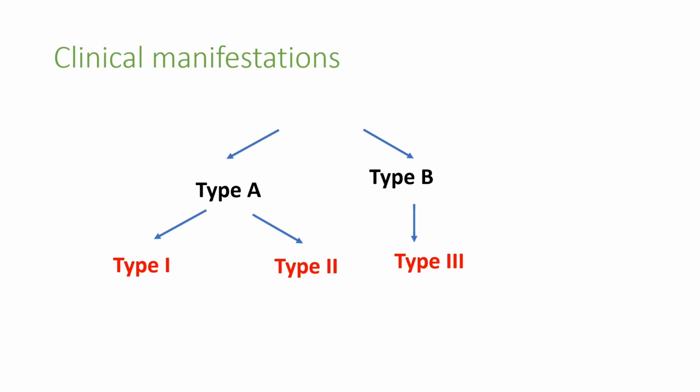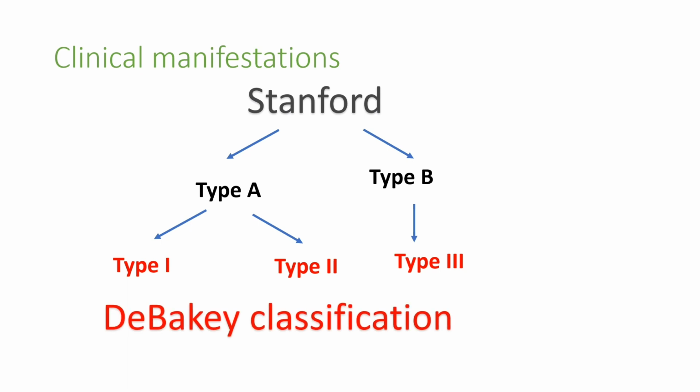Coming to clinical manifestation, there are two types of classification. One is Stanford classification and the other one is DeBakey classification. In Stanford classification, it is classified into type A and type B, while in DeBakey classification, there is type 1, type 2, type 3.